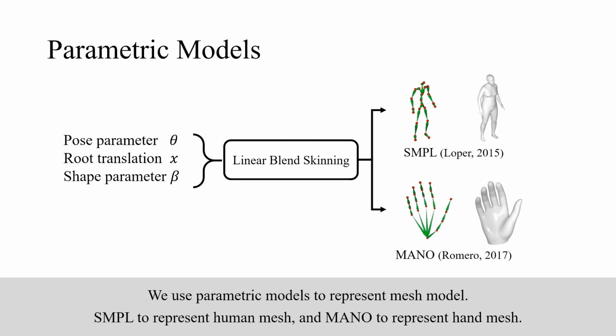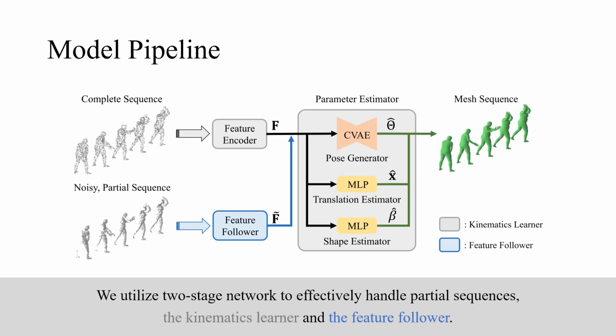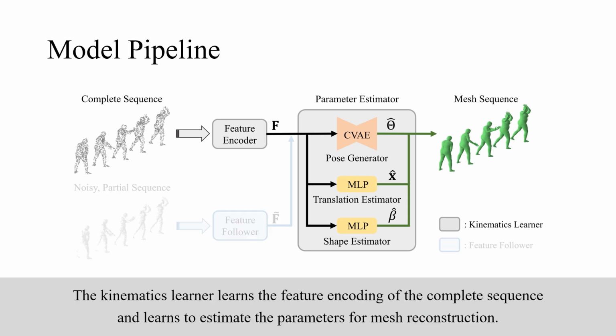We use parametric models to represent mesh model, SMPL to represent human mesh, and MANO to represent hand mesh. We utilize a two-stage network to effectively handle partial sequences: the kinematics learner and the feature follower.